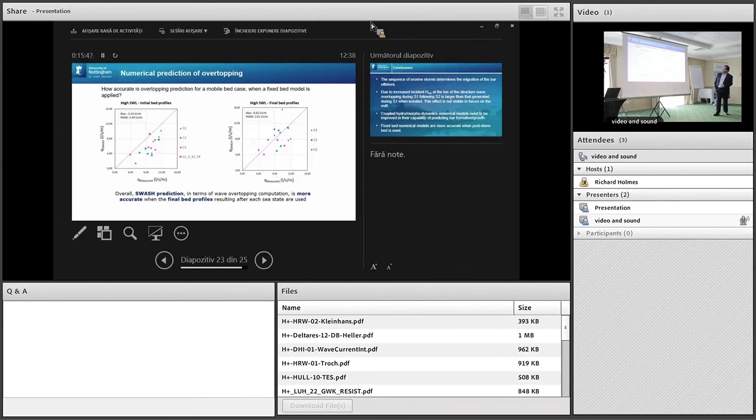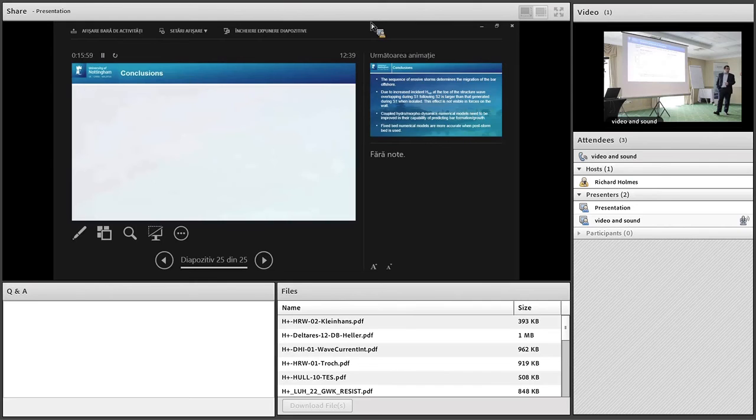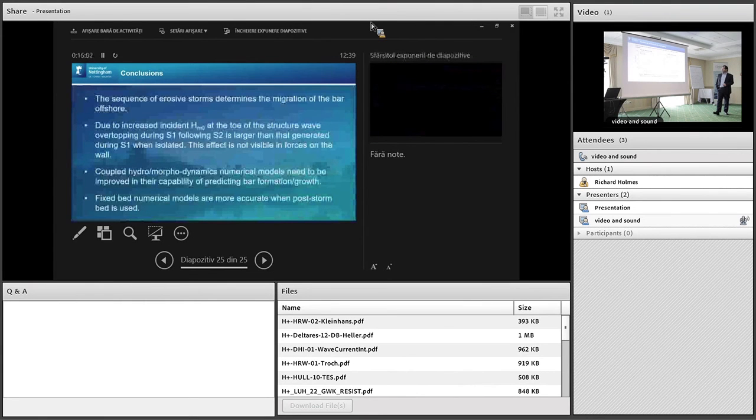Going on, these are results of our numerical prediction. What we wanted to do is to test both mobile and fixed bed numerical models. Mobile bed models have a problem of not being able to simulate sandbars, fragile bars, quite efficiently, so we had to use fixed bed models. But these are industry standard. But there is an uncertainty: what do you use, the initial bed profile before the storm or after the storm? We found that the overtopping prediction increases significantly depending on how you define that profile.